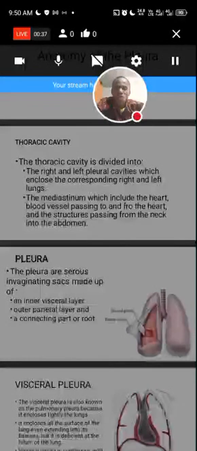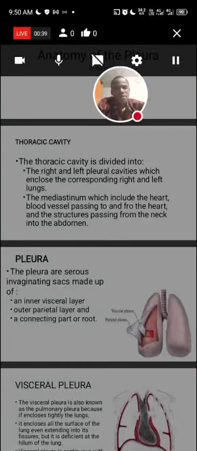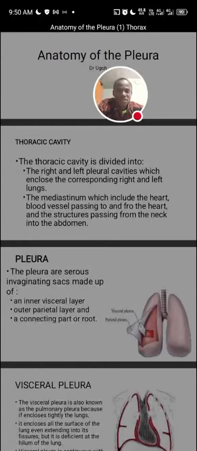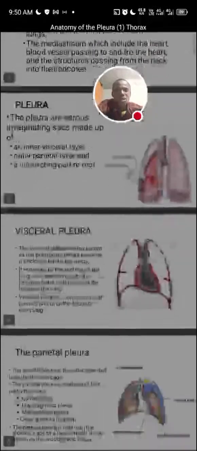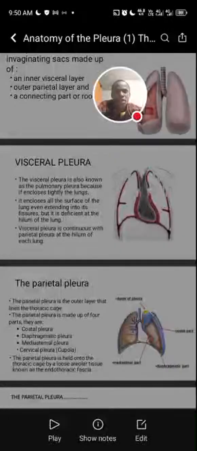All right, so we move on. We said the anatomy of the chest boils down to what we find in the thoracic cavity.